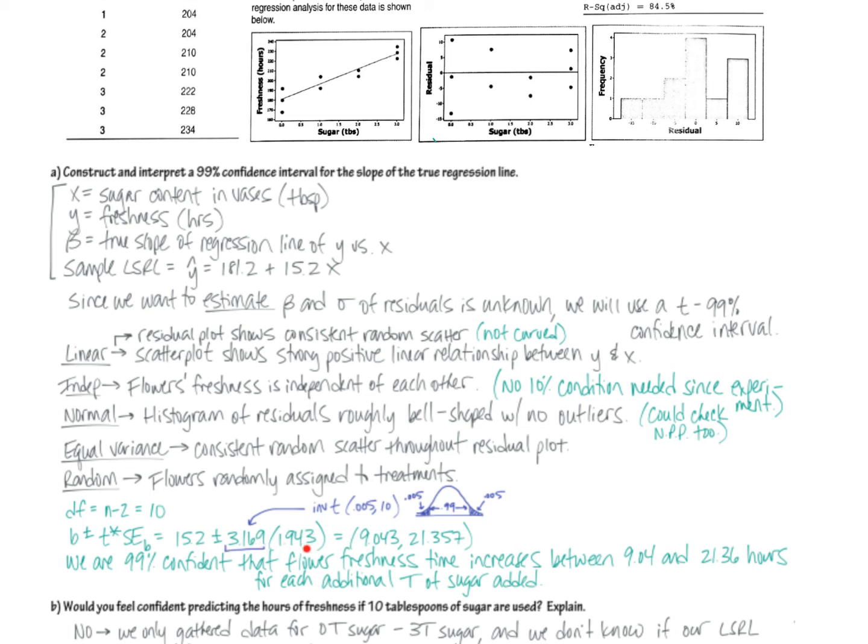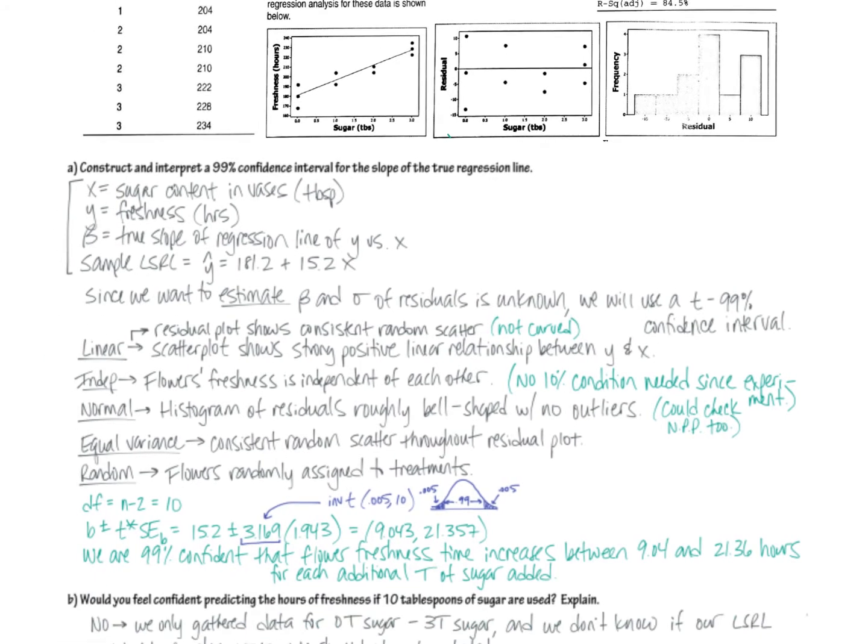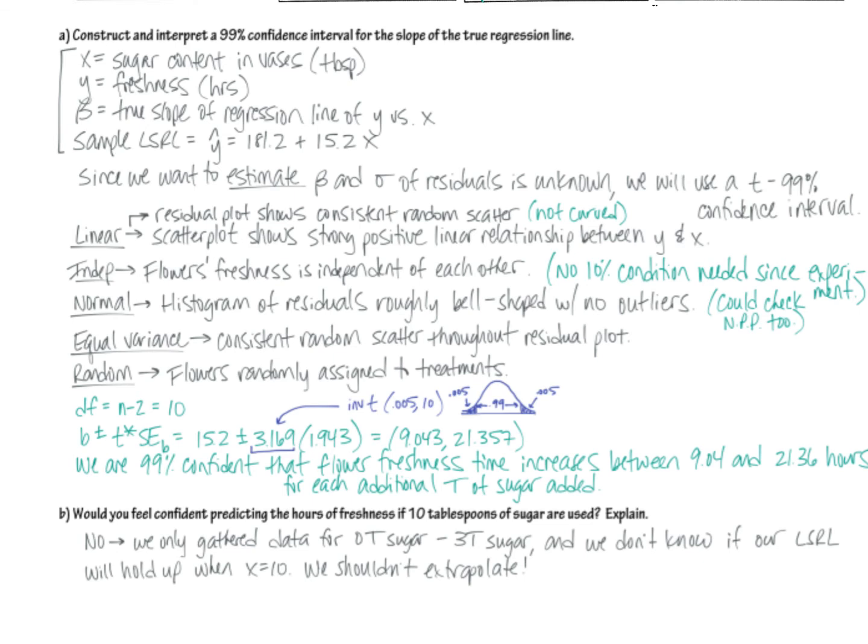The SE sub B is also above. I pointed that out earlier. That is this number right here. It's the standard error of the slope, the x value, which is the sugar. So standard error, with the slope number, where it intersects, right there, 1.943. That is the number that you fill in for the standard deviation of the statistic. Anyway, so crunch that number and you end up with this as your confidence interval, and then you write your sentence to conclude. We're 99% confident that the flower freshness time increases between this much and this much hours.